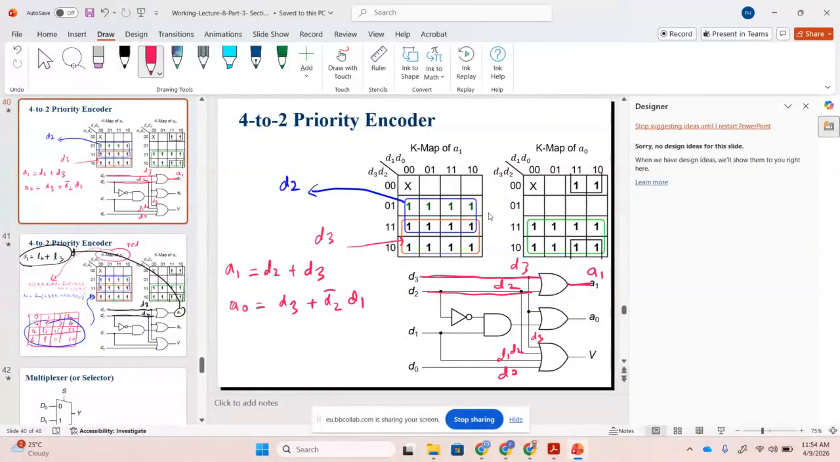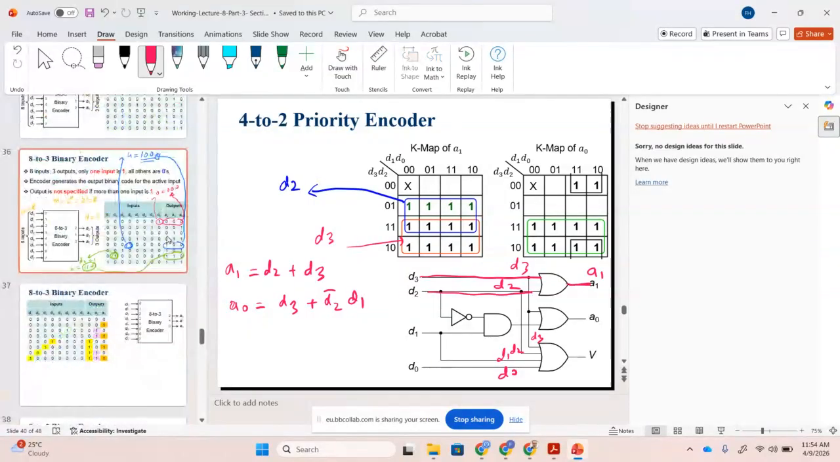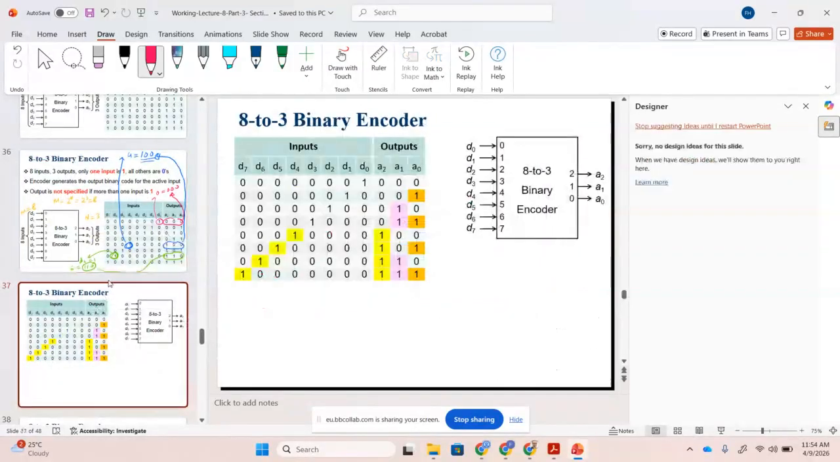Yes. Is this clear or not clear? Clear. Professor, whenever you have a priority encoder, you need a valid bit for it? Yes, we need a valid bit. Now I didn't cover it yet, but I will explain it now. Let's assume we have an 8 to 3 binary encoder.